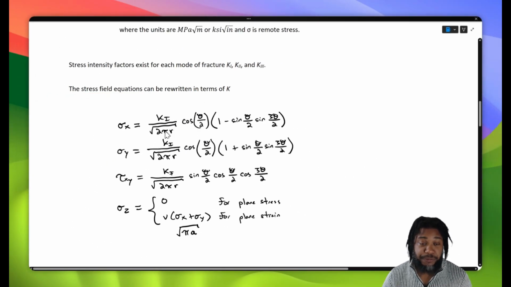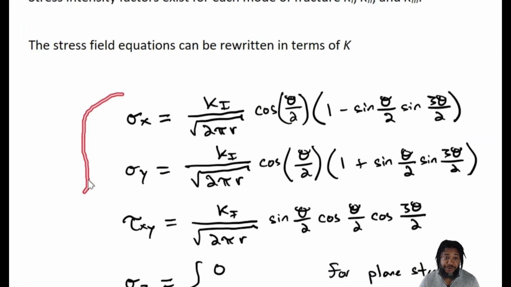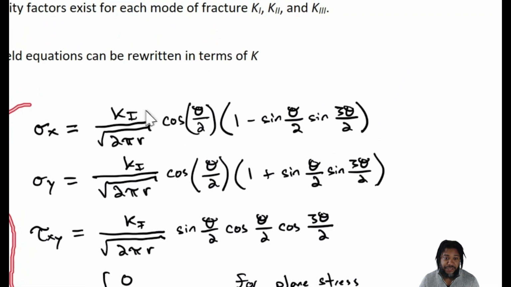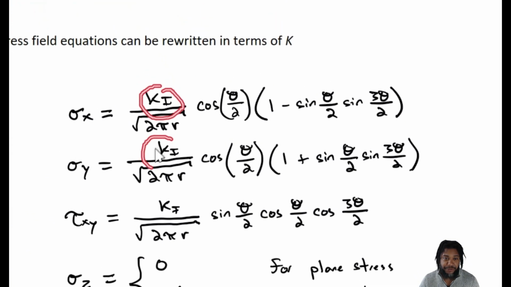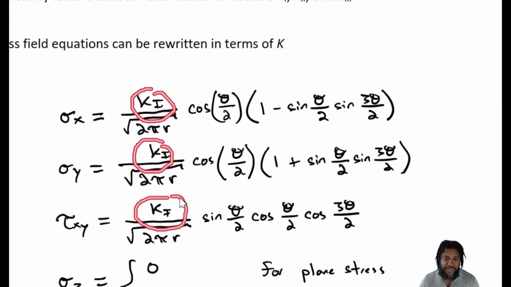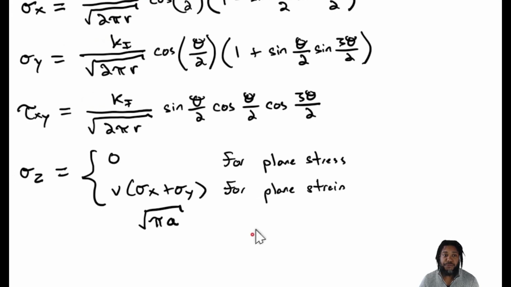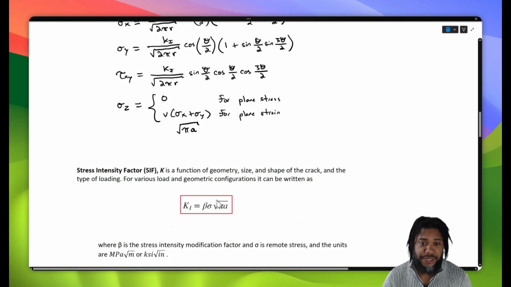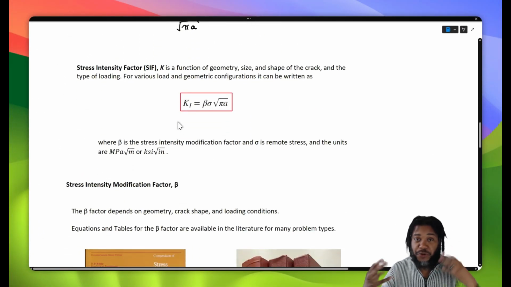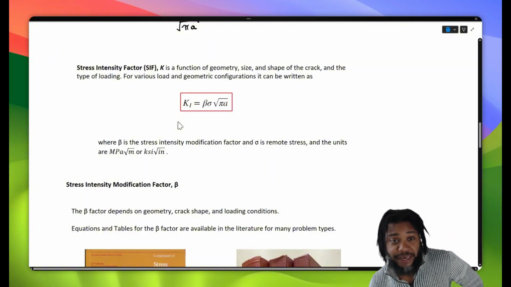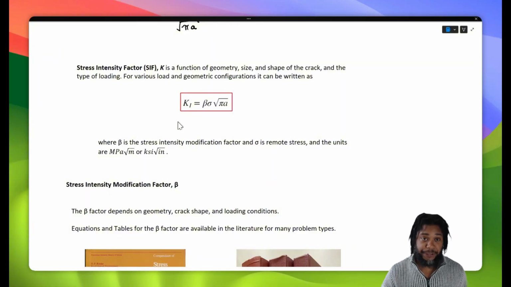If we do so, then we can rederive the stress field equations in terms of that K parameter, substituting it in everywhere that it is found. All right. Now, this stress intensity factor, what is this new parameter we found? Well, how do we work with it?